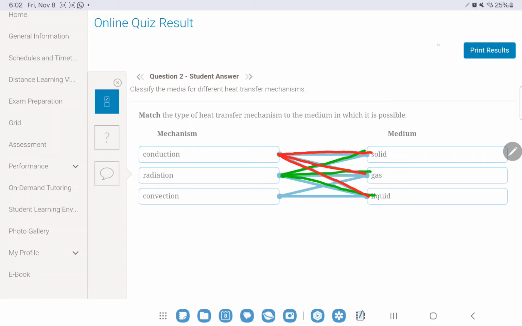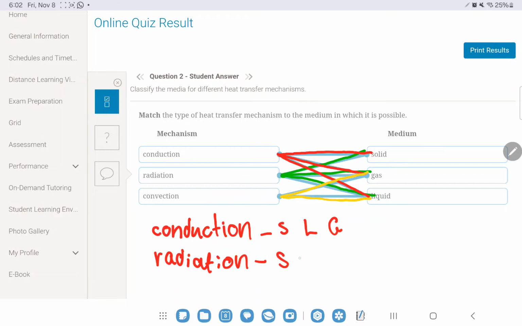And now we have the last color. Let's do yellow. If you can't see these colors, I'm going to write them down. Conduction happens in solids, liquids, and gases. Radiation is the same: solids, liquids, and gases. Now convection cannot happen in a solid. It only happens in fluids, so it's liquids and gases only. That's literally what this question is asking you.